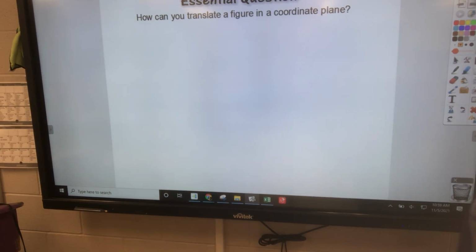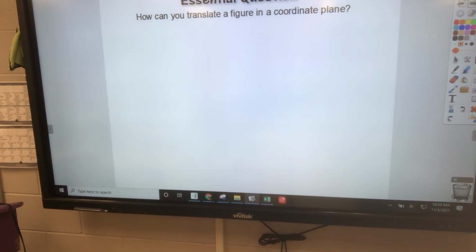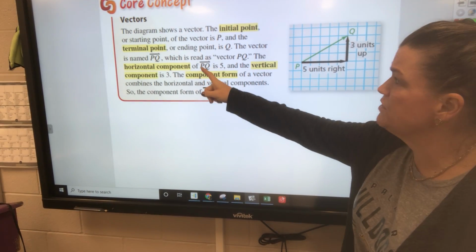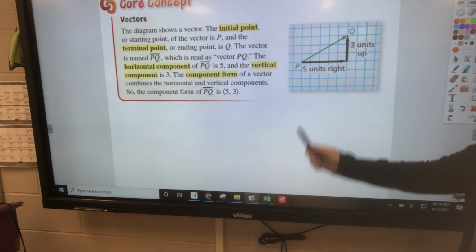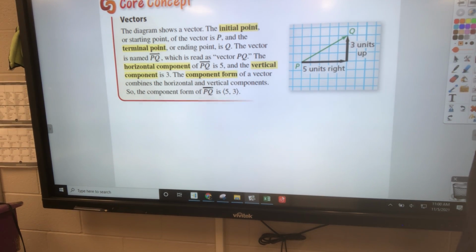A figure in a coordinate plane. Yes, that's what we did yesterday with the N or whatever letter. So the diagram shows a vector. A vector has an initial point or a starting point and an ending point.